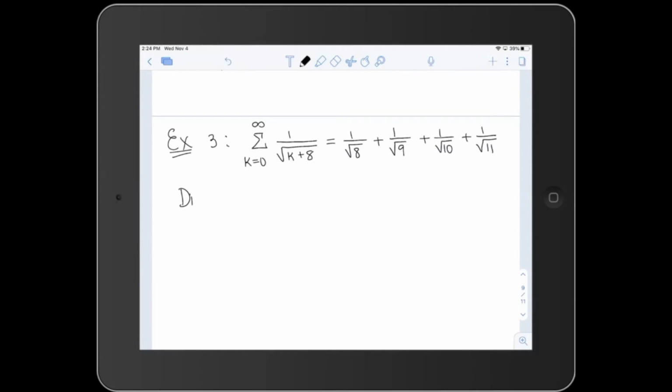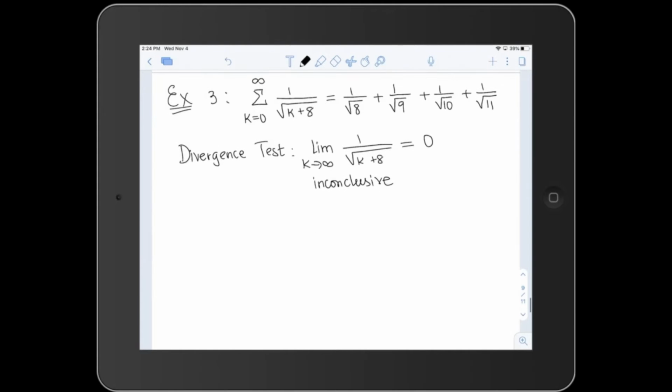Again, we can try the divergence test. The divergence test is inconclusive. You can see the limit as k goes to infinity of 1 over square root of k plus 8 is clearly 0. That doesn't tell us anything. So it's inconclusive. It could either be divergent or convergent. All right, so now we're going to try the integral test.